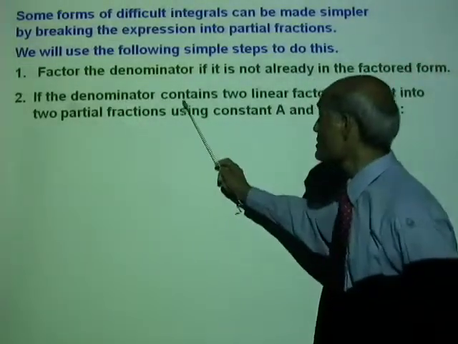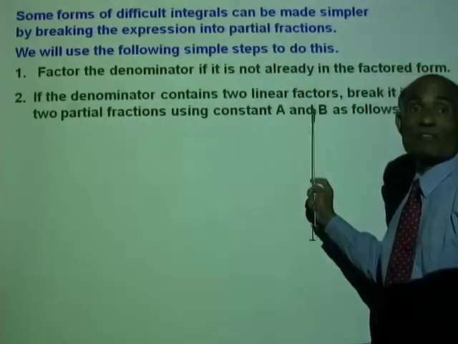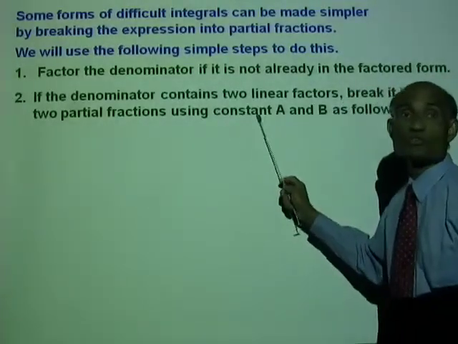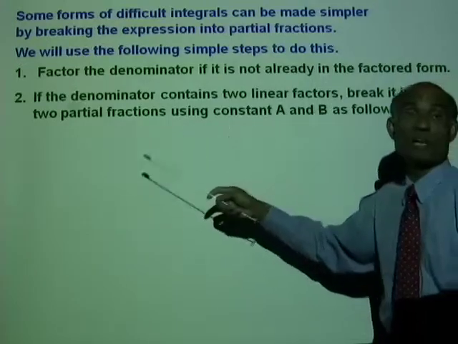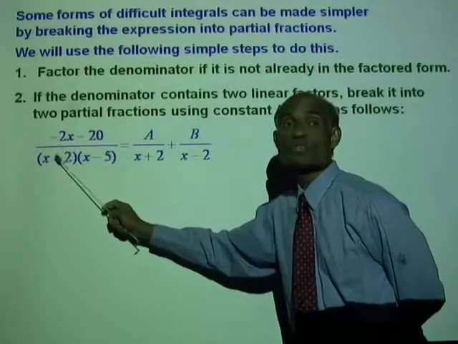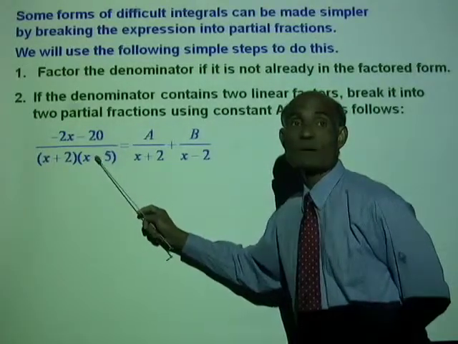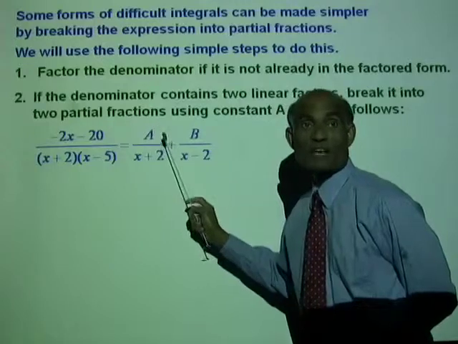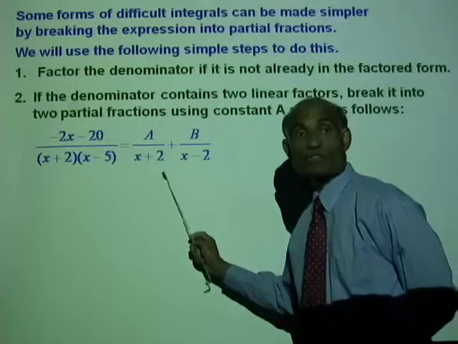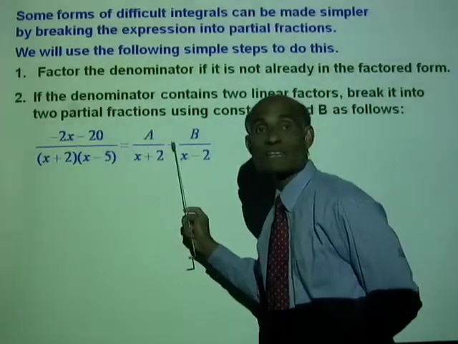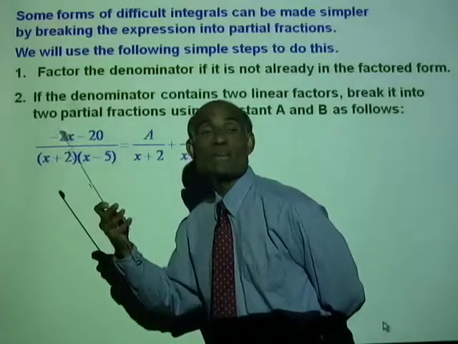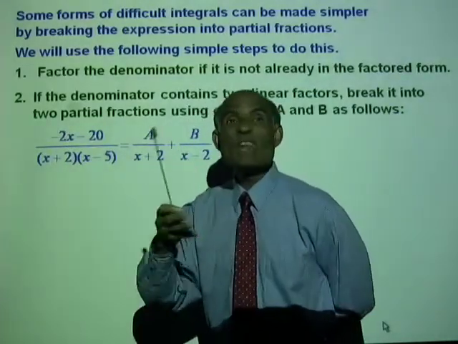Now, if the denominator contains two linear factors, then break it into two partial fractions using constants A and B, as I just illustrated, something like this. Negative 2x minus 20 over x plus 2 times x minus 5 can be written as A over x plus 2 plus B over x minus 5. And what is the criteria so that we can write it like this? The criteria is the denominator must contain the product of two linear factors.